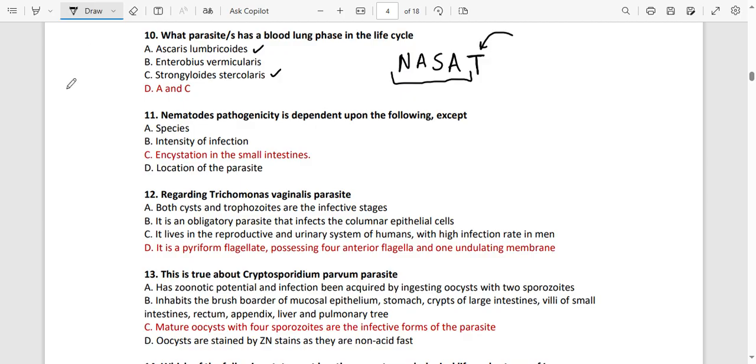Number 11, nematode pathogenicity is dependent upon the following except. We already mentioned this: its species, intensity, location. So except encystation. Encystation is the ability of being transformed to form a cyst.